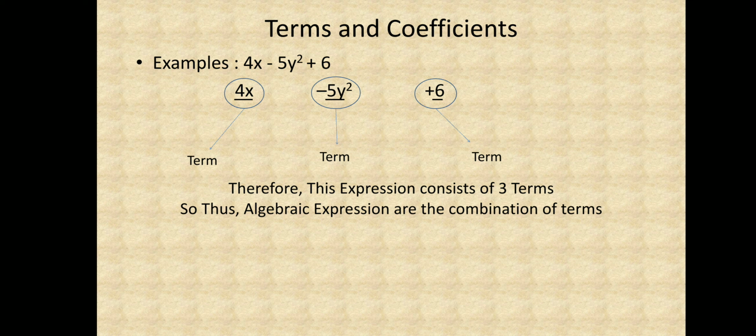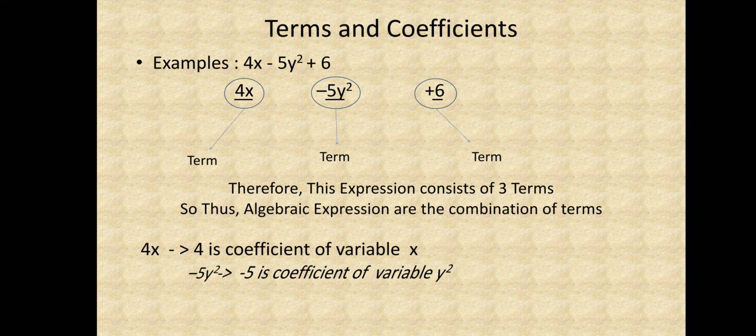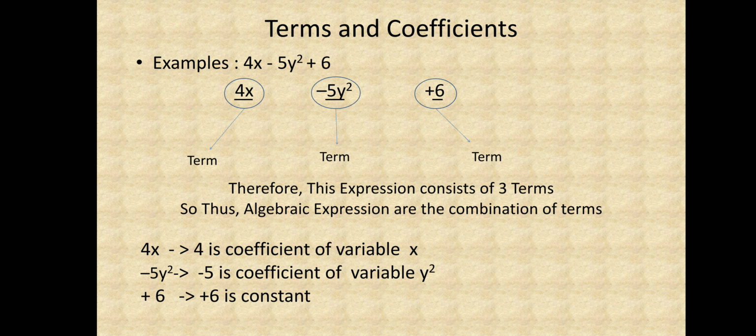Now in this example, 4x was your first term. In it, 4 is the coefficient of the variable x. And in minus 5y square, minus 5 is the coefficient of the variable y square. You have y square in this term, so you take out the variable, which is y square. Next, 6 is again the constant here also. So now we are done with variables, numerals, mathematical symbols, terms and coefficients.